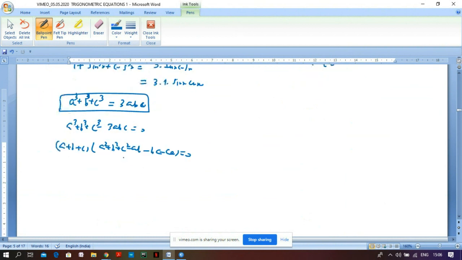Now this number still I can write as half of (a minus b) whole square, (b minus c) whole square, plus (c minus a) whole square. And so this is 0 means either a plus b plus c is 0, or the second factor is 0, but all are real numbers. Second factor is 0 means a equal to b equal to c. Now you are good. Either all the variables are equal, or the sum of all of them is 0.